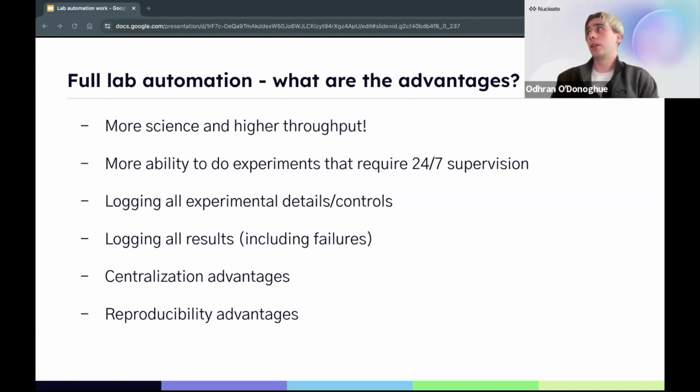On top of that, we don't need the graduate student staying up until 2 a.m. Having work that can be done 24/7 is really useful. It also allows us to do certain experiments that, by their very nature, require constant supervision. Examples might be things like directed evolution.